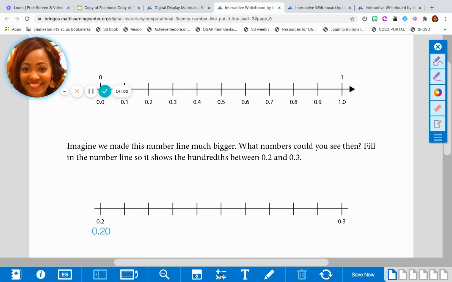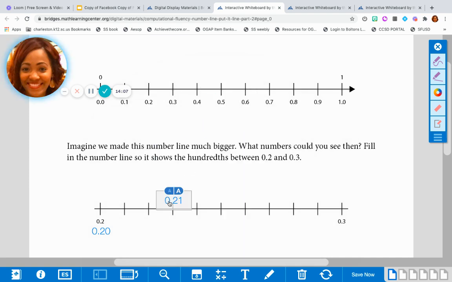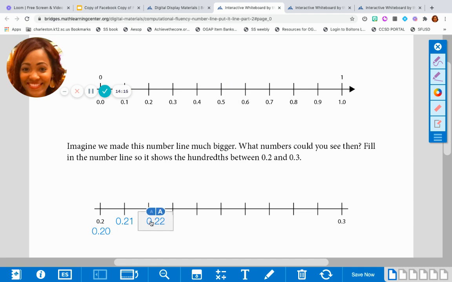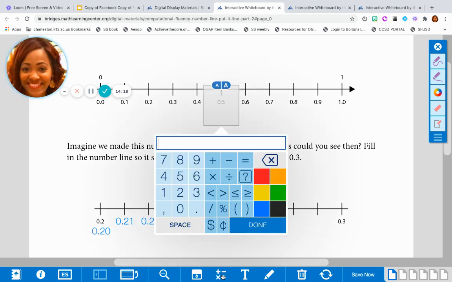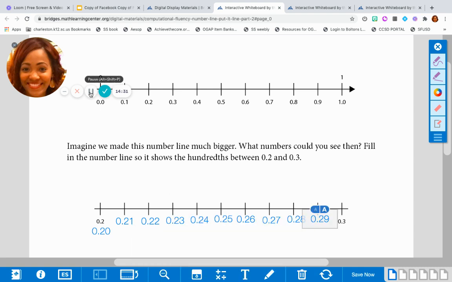So what comes after 20 hundredths? Good, 21 hundredths. And then what? Right, 22 hundredths. And then what? Yeah, 23. See if you can continue. I think that you should be able to. And if you finished, go ahead and write those numbers as a fraction as well. All right, hope you're with me. Hopefully you have yours filled out. If you need some more time, remember, you can pause the video.